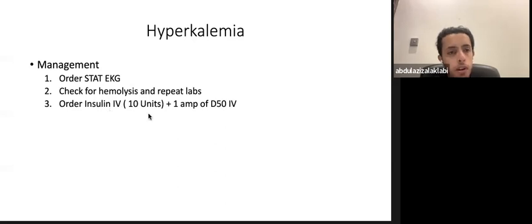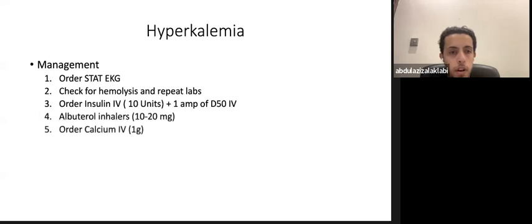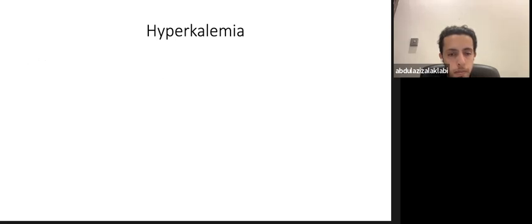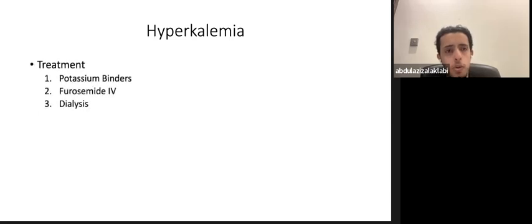You want to order insulin because insulin will cause increased potassium intracellularly versus extracellularly. So you're reversing the mechanism of hyperkalemia. Albuterol, and also order calcium. The treatments are three: you can use potassium binders, okay, furosemide, and dialysis.